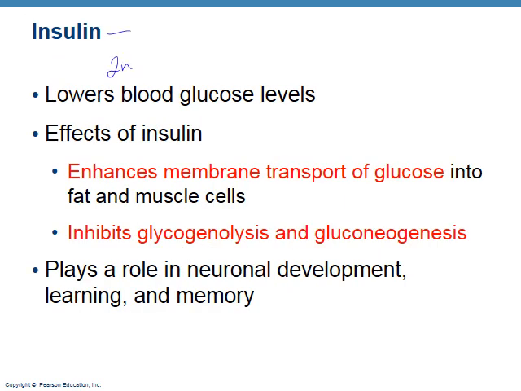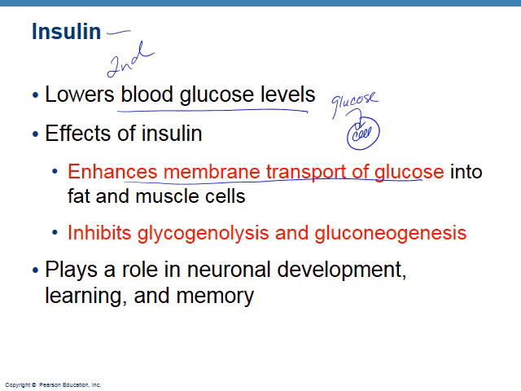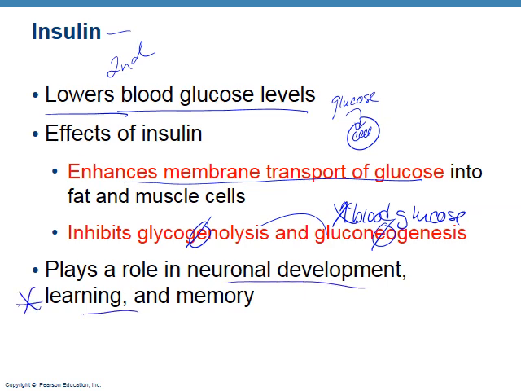So insulin is the second hormone that's released from the pancreas, and it lowers blood glucose levels. What is it going to do? It's going to enhance membrane transport of glucose, basically tell the cell to take glucose in. So take the glucose from outside and bring it inside the cell. It's going to inhibit glycogenolysis and gluconeogenesis. Both of these things raise blood glucose. We just saw that with glycogen. So we don't want that. We're trying to lower blood glucose. And you can see that insulin plays a role in neural development and learning and memory.